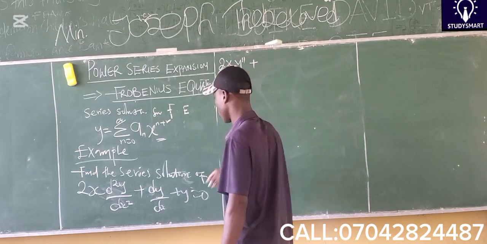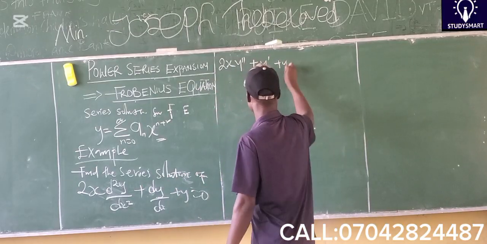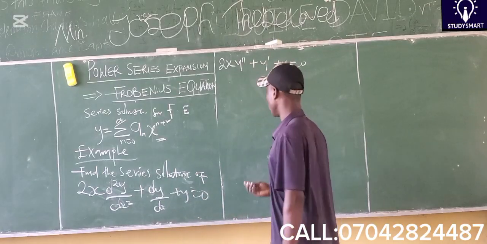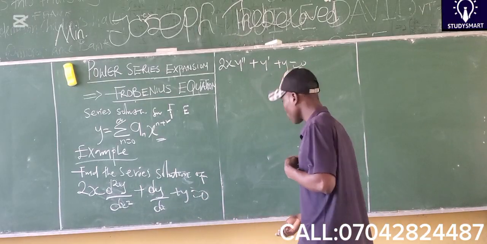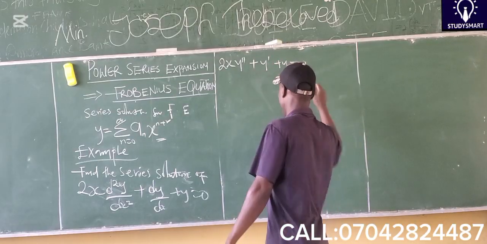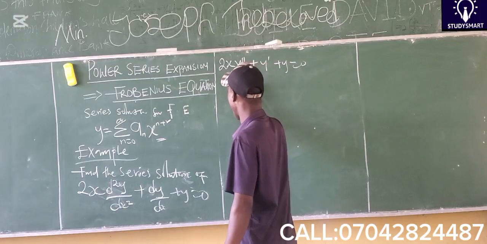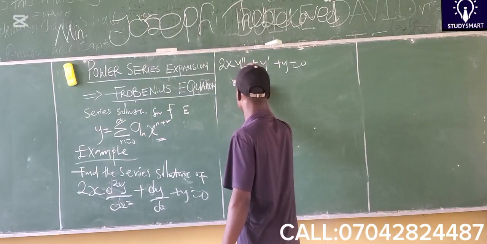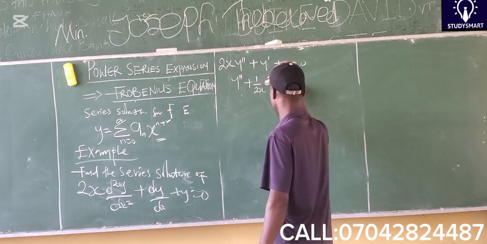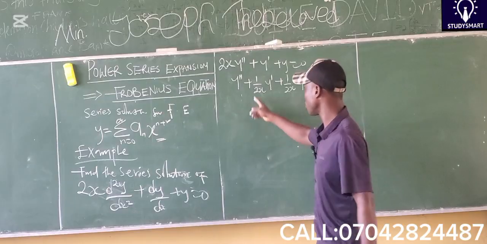Alright, so I have plus dy over dx that gives me y prime. Then I have my plus y equal to 0. So this and this, they are the same thing. Following the rules I gave you, I told you that you are going to divide the whole expression by this guy. So if I do that, I'm going to obtain y double prime plus 1 over 2x y prime plus 1 over 2x y equal to 0.